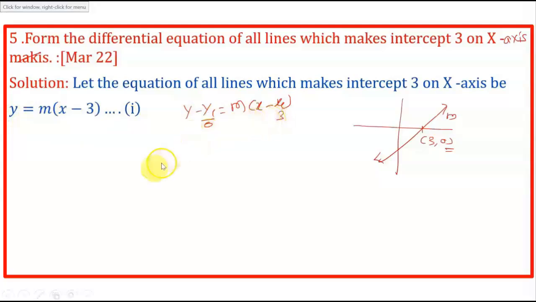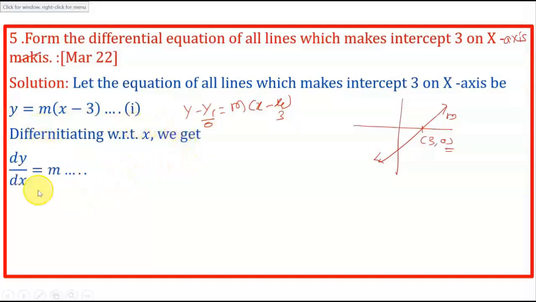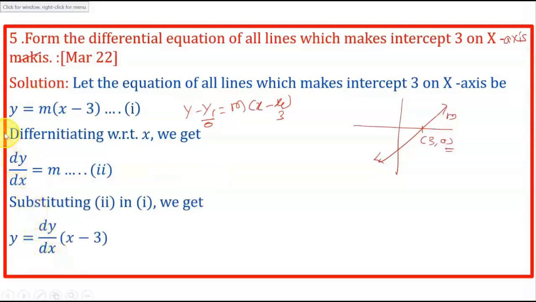Next, differentiate this with respect to x, then you will get dy by dx is equal to m. The derivative of x is 1, the derivative of 3 is 0, therefore dy by dx is equal to m. Now substitute the value of this m in equation 1. Therefore you will get y is equal to dy by dx into x minus 3, and this is the required differential equation.